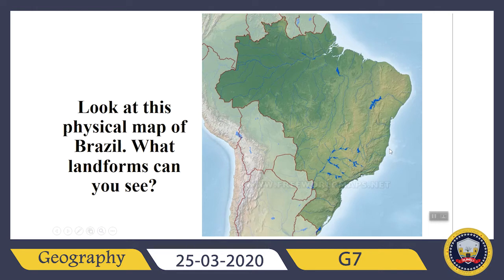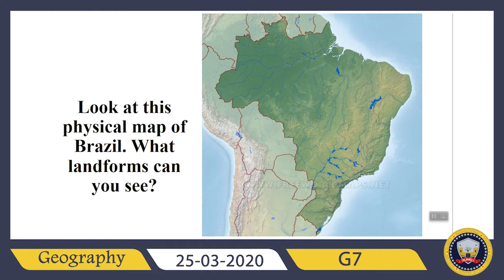So, geography played an important role in the colonization of South America by Spain and Portugal. The two European powers reached an agreement to divide South America in a very interesting way, and we are going to talk about it in a couple of minutes. But first, I will ask you to look at this physical map of Brazil, the same way I asked you to look at the physical map of Mexico last time.